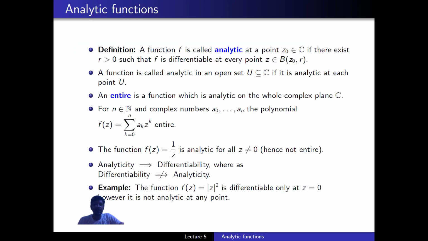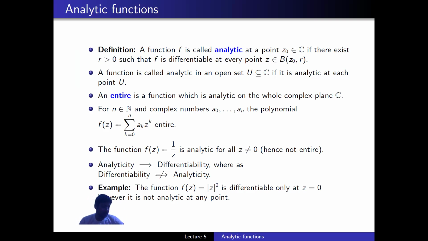So the definition: a function f is called analytic at some point z naught belongs to C, C means the set of complex numbers, if there exists some r greater than 0 such that f is differentiable at every point z belongs to the open ball centered at z naught and radius r. A function is called analytic in an open set U if it is analytic at each and every point of U. An entire function is a function which is analytic on the whole complex plane C.